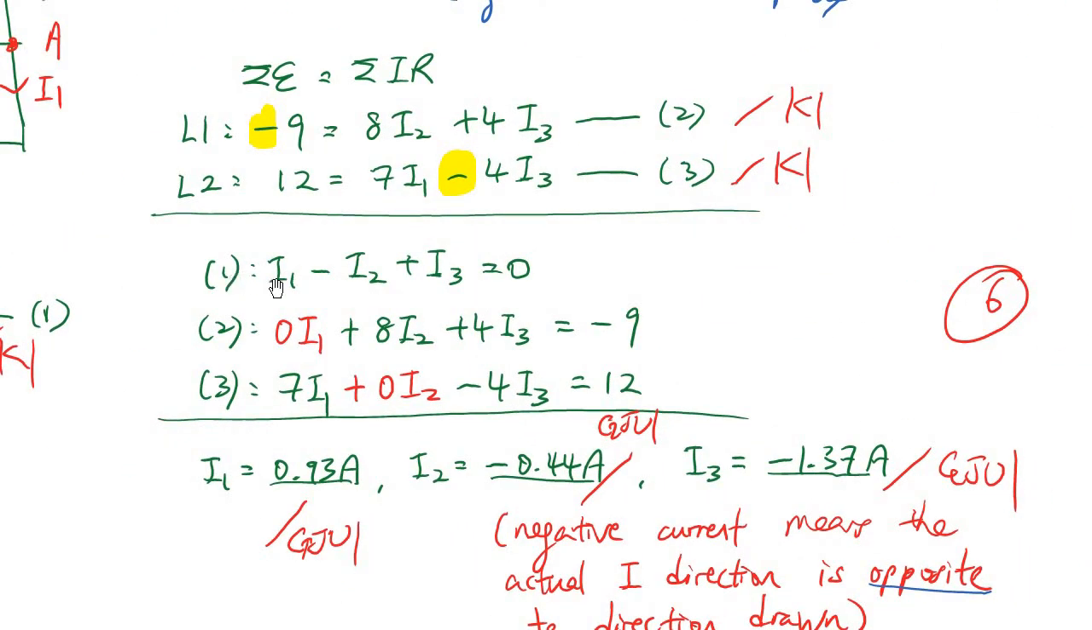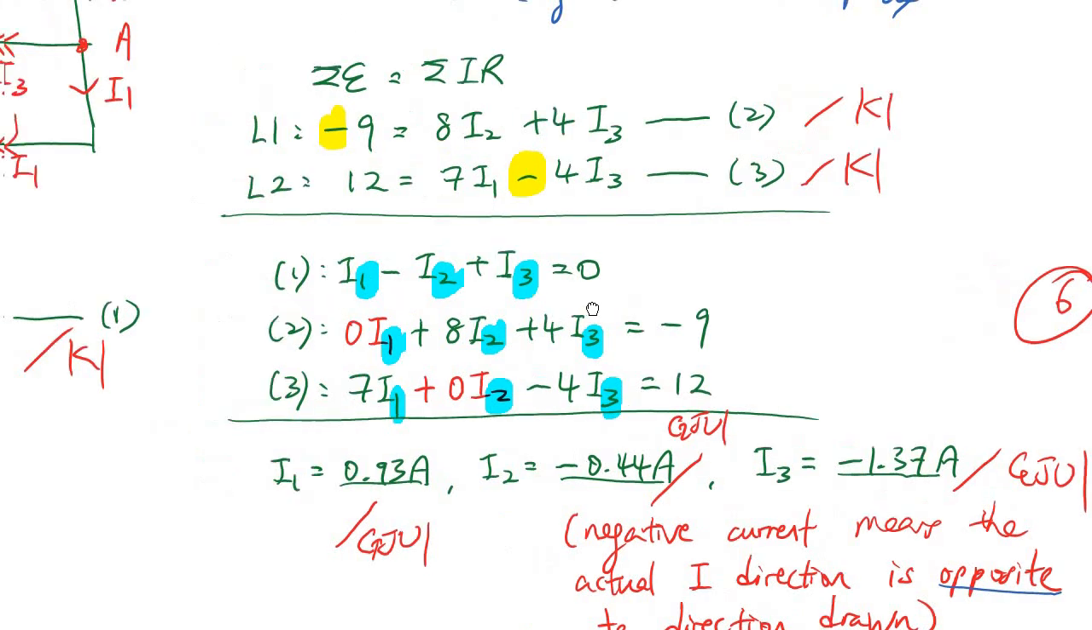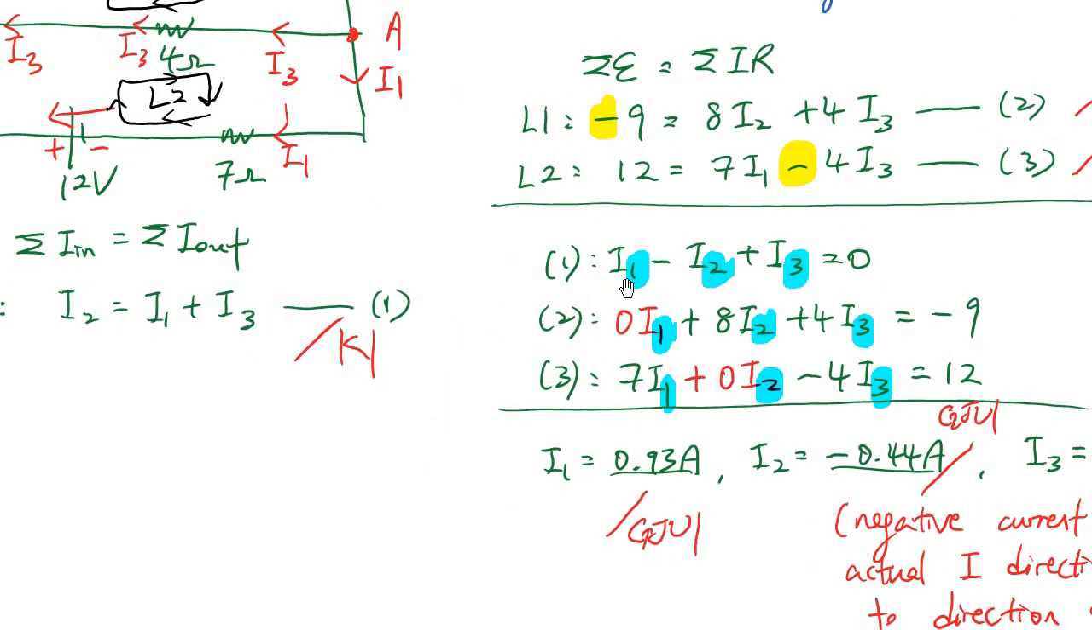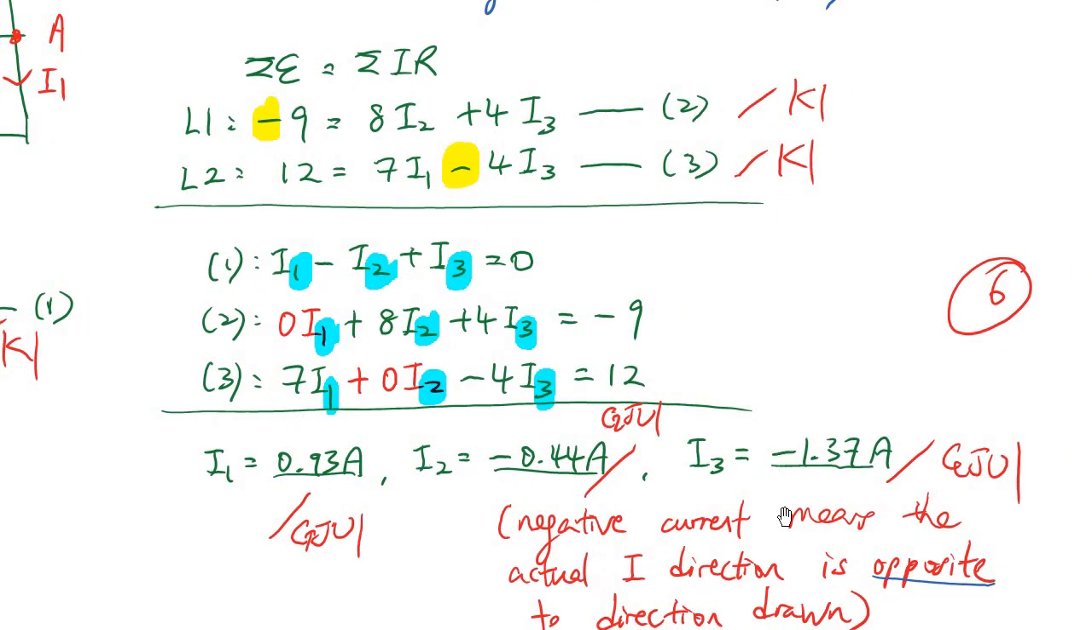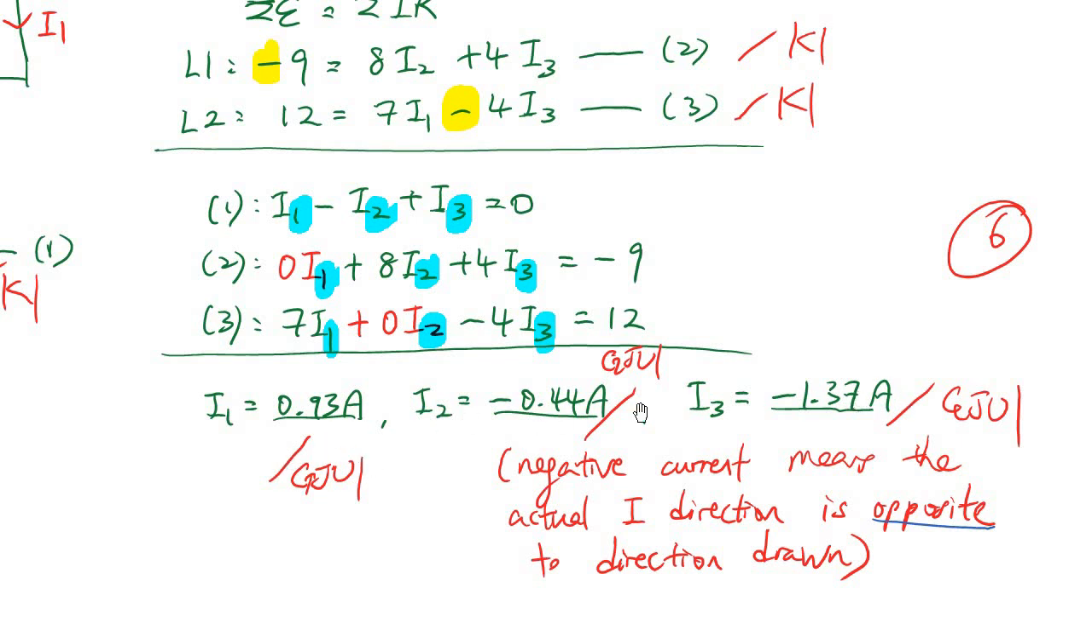Now we rearrange them in sequence, 1, 2, 3, then solve using the scientific calculator, the matrix method. Equation 1 rearranges to I1 minus I2 plus I3. Equation 2 doesn't have I1, so we need to put 0 I1. Equation 3 doesn't have I2, so we put 0 I2. If you don't have it, you must put in 0 I1 or 0 I2. Then you type into the calculator using equation with unknown 3, and you get the answers I1, I2, I3 directly. Each of these gets 1 mark.